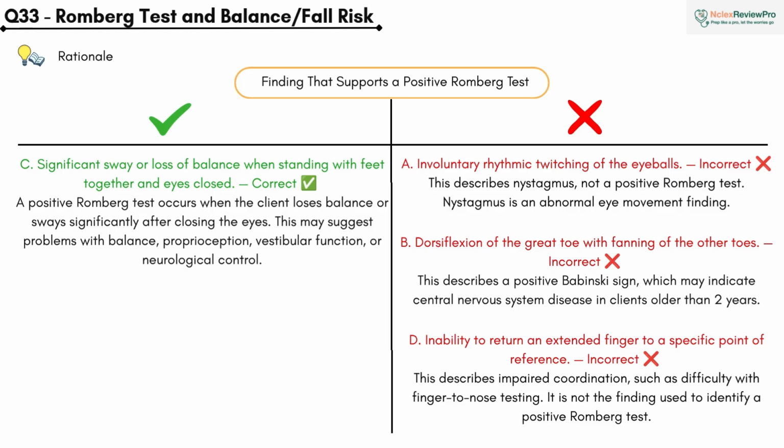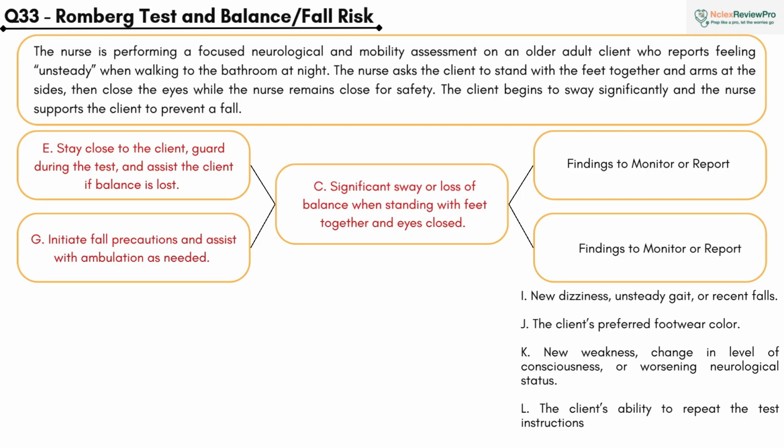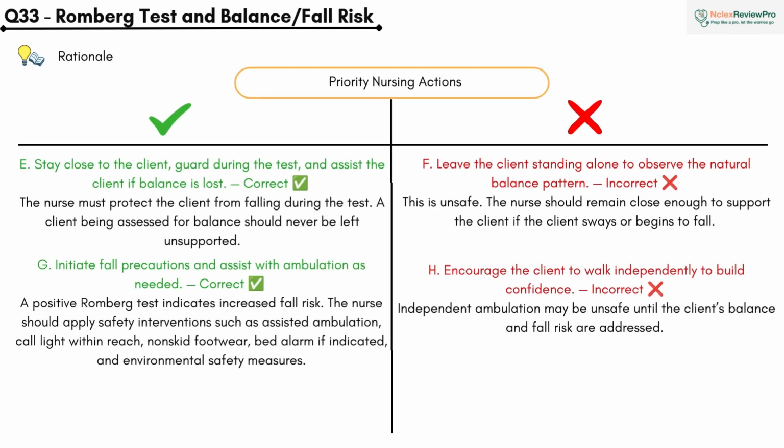Option D describes impaired coordination, such as difficulty with finger-to-nose testing. The Romberg clue is balance loss after the eyes are closed. For the priority nursing actions, the correct answers are option E and option G. Option E is correct because the nurse must stay close, guard the client, and assist if balance is lost. This test can create an immediate fall risk, so the nurse should never leave the client unsupported.